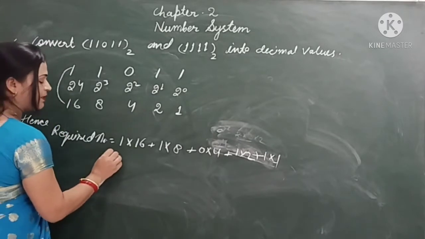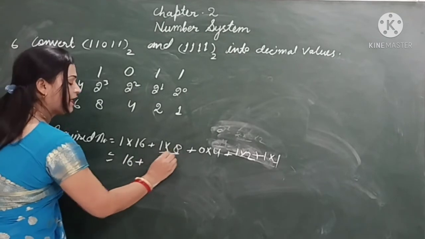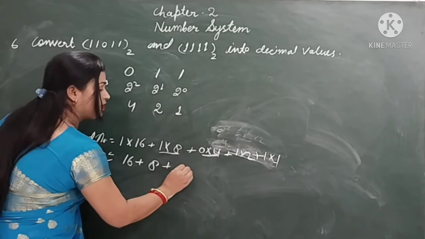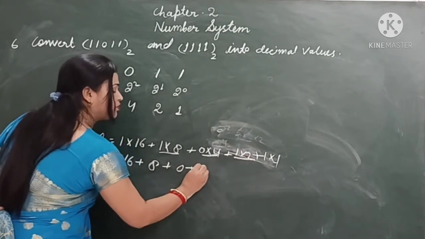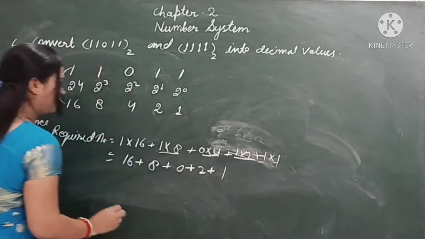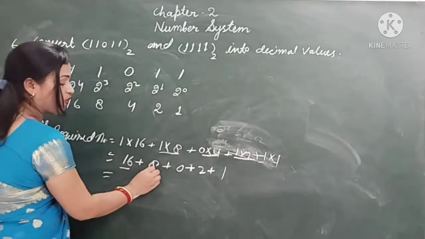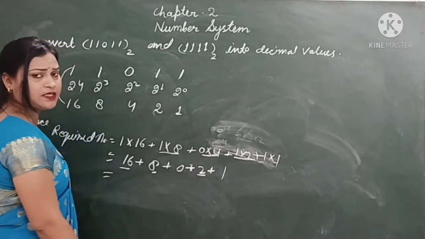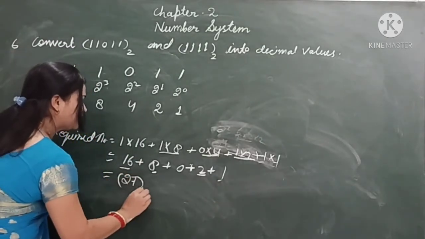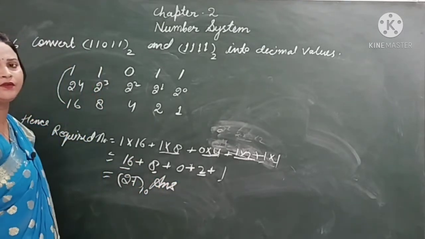Now we multiply these. 1 into 16, 16, 1 into 8, 8 plus this is 0 into 4, 0 plus 1 into 2, 2 plus 1 into 1, 1, right? So this is equal to 16 plus 8, 24, plus 2, 26, plus 1, 27. 27 base 10. This is our required answer. Okay.